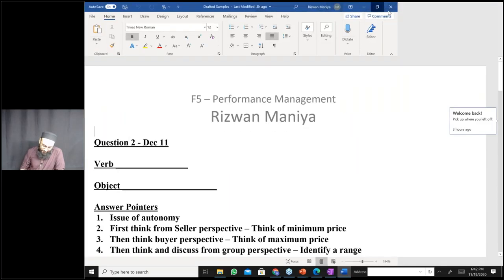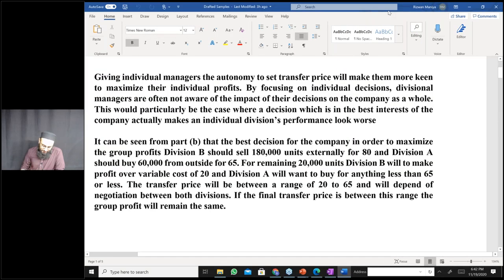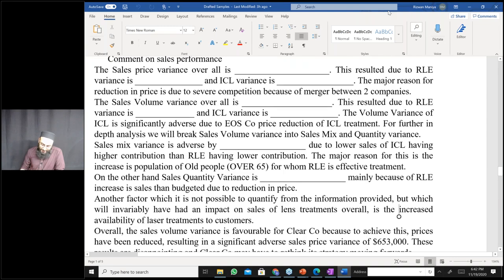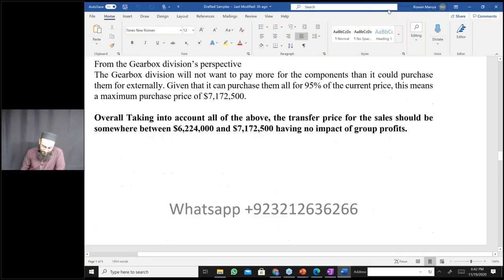Okay, so here we are. Let's look at the drafting part. Now, whatever you will see right now is what you have to do in the paper.